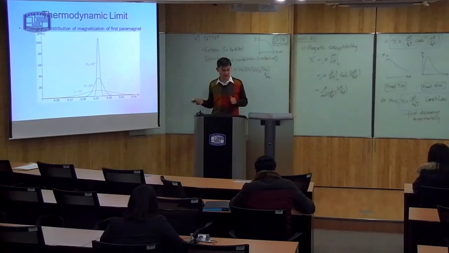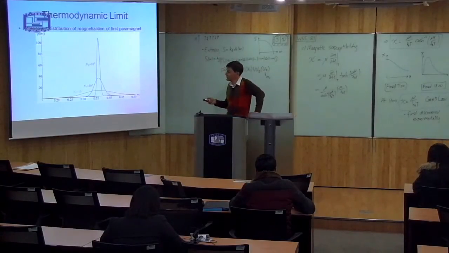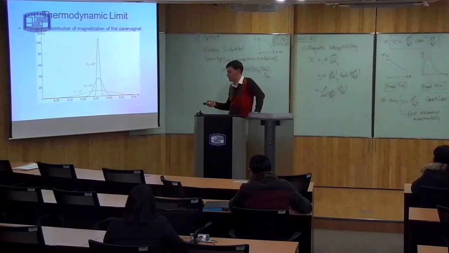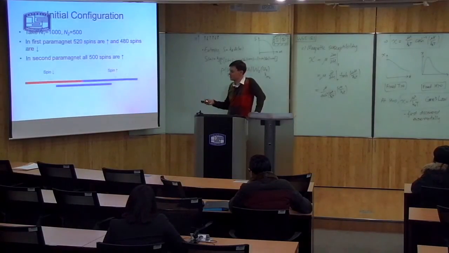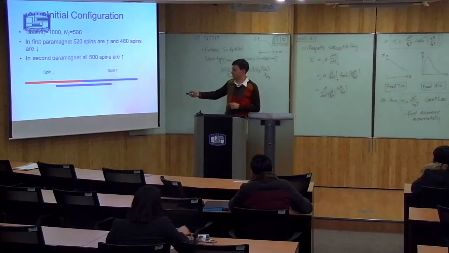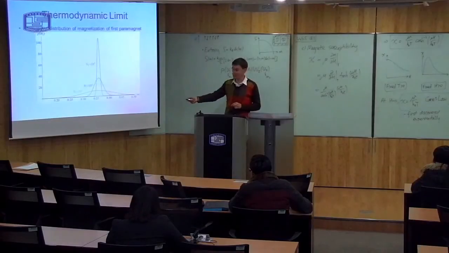So the average of M is about 0.35. That means that about 2/3 of the spins are pointing up. And that's easy to understand because initially, in total, 2/3 of the spins point up. So after it all becomes average, you'd expect 2/3 up in the first paramagnet and 2/3 up in the second paramagnet. So that's why this is the maximum here.